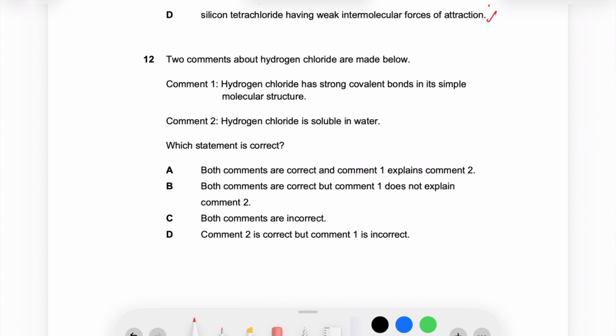Question 12. So you have two comments. So hydrogen chloride has strong covalent bonds in its simple molecular structure, and then hydrogen chloride is soluble in water. Actually, both are true. So which statement is correct? Let me see. Both are correct, but comment 1 does not explain comment 2. Okay, so both are true, but they don't explain each other. So answer should be B.